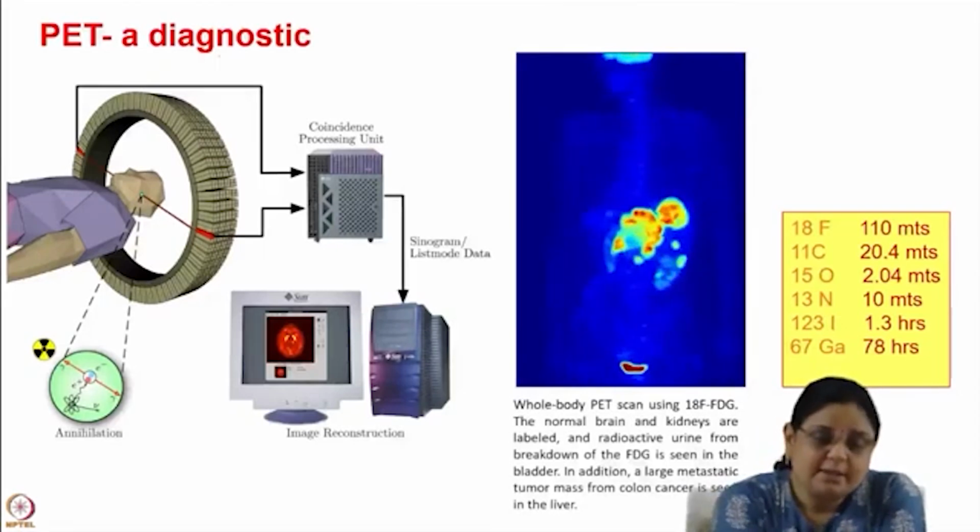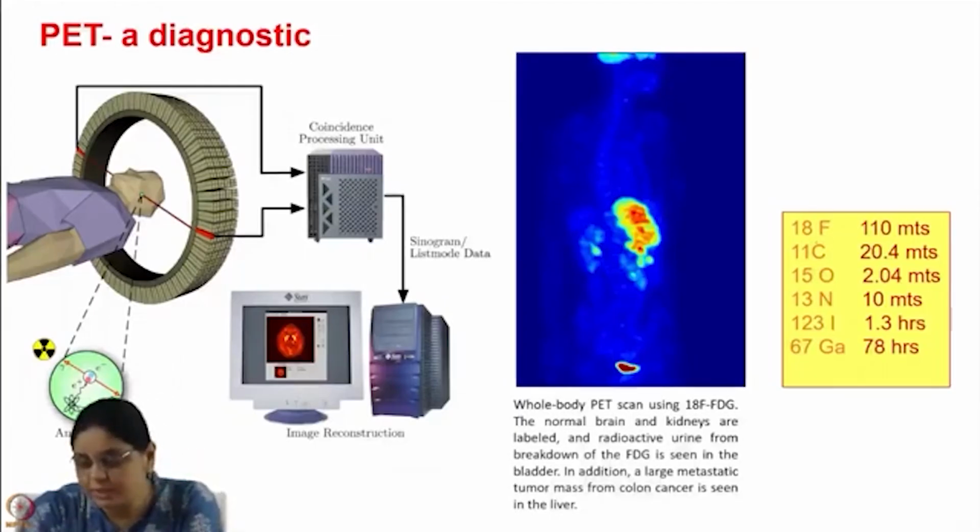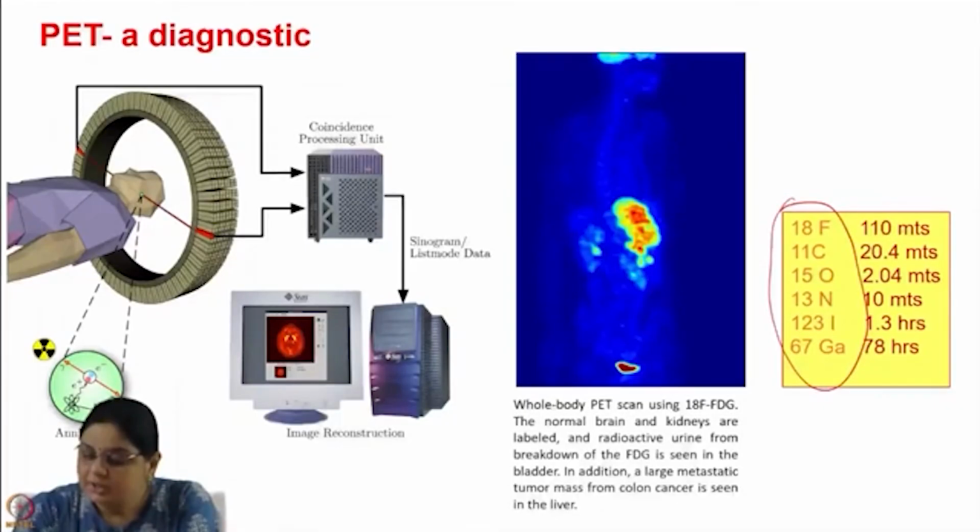Then, as I said, they are also used for diagnostics. Here they are used for the production of isotopes for positron emission tomography. This is a diagnostic technique for finding out the location of a cancerous tumor. So we use accelerators to produce these isotopes which are listed here. These are all positron emitters, and they have very short half-lives. Fluorine, for example, has 110 minutes.